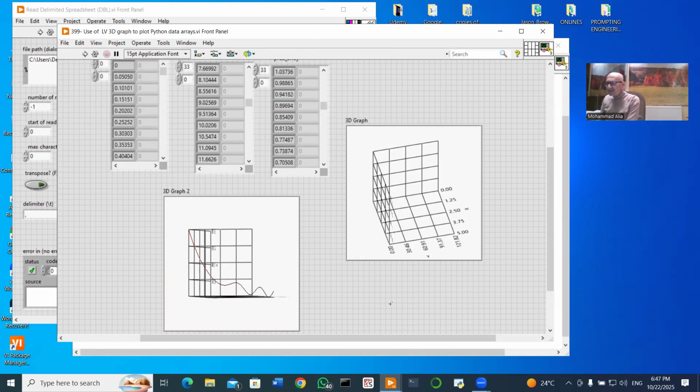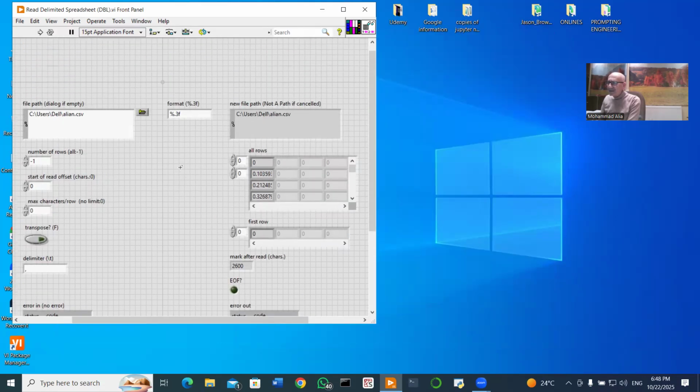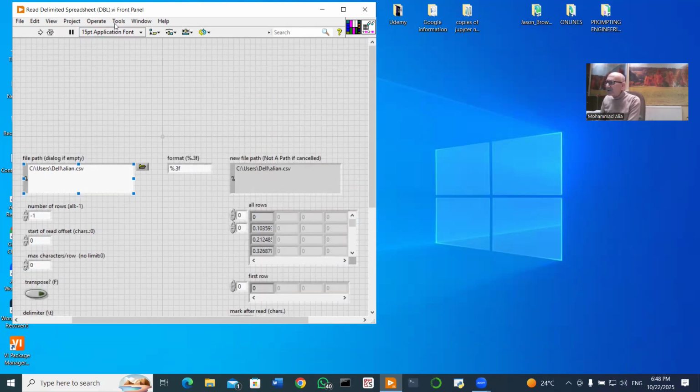So in summary, what I wanted to show you through an example is that we can save the data in Python as a CSV file, and this CSV file can be read in the LabVIEW environment, and now it can be treated and used by several functions available in LabVIEW. I have shown you this example for this purpose.